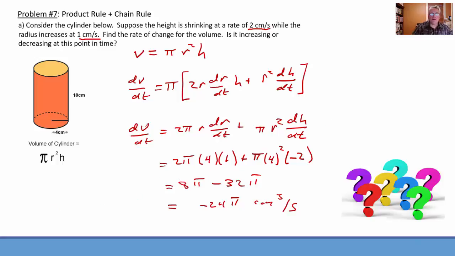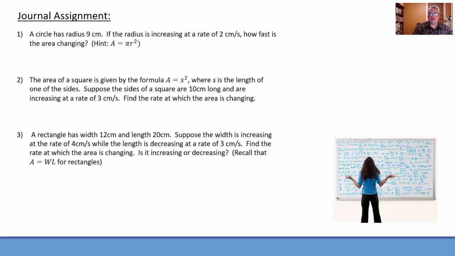Okay, that was quite a workout, but hopefully you get a feel for the basics of related rates. So I have 3 problems for you, and they follow the examples very closely. First, a circle has radius 9 centimeters, and the radius is increasing at a rate of 2 centimeters per second. How fast is the area changing? Well, that's like the first bunch of examples we did, so I think you'll be okay in that. The second one's like the equilateral triangle example, except it's simpler.